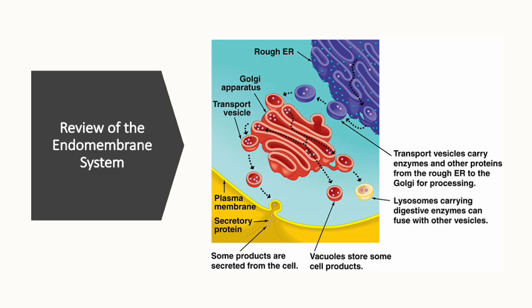When we step back and look at the endomembrane system as a whole, it functions like a coordinated assembly line. The nuclear envelope, endoplasmic reticulum, Golgi apparatus, lysosomes, and vacuoles work together to manufacture, modify, transport, and recycle cellular material. Proteins and lipids are synthesized in the ER, processed and sorted in the Golgi, delivered to their destinations by vesicles, and eventually broken down and recycled by lysosomes when they are no longer needed.